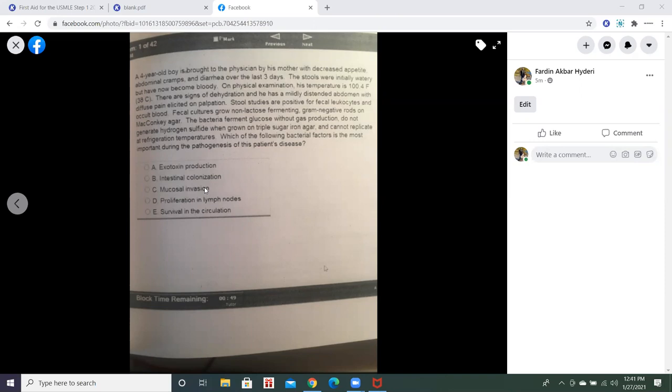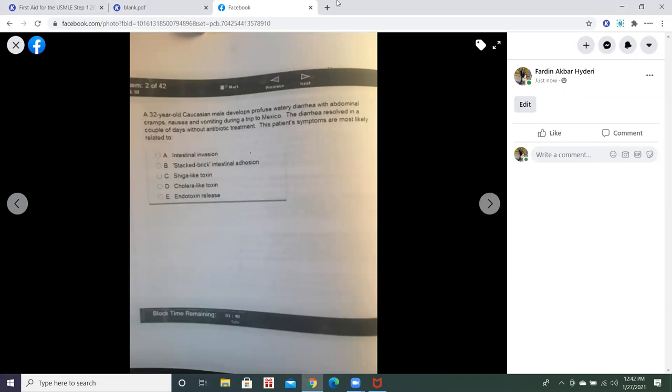56% said mucosal invasion, and 36% said exotoxin. Exotoxin would have been the answer if there was a presence of hemolytic uremic syndrome, if there were schistocytes, then yes. So in case of Shigella pathogenesis, mucosal invasion is more high yield than exotoxin production, okay? So that's that. And since the patient already has bloody diarrhea, bloody diarrhea is the one, okay? Are we clear?